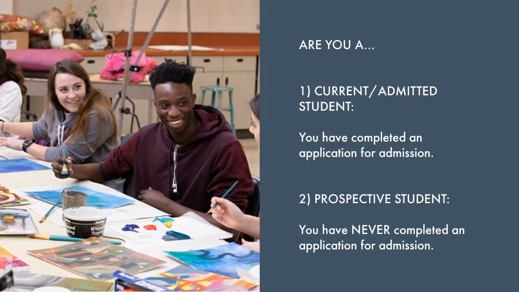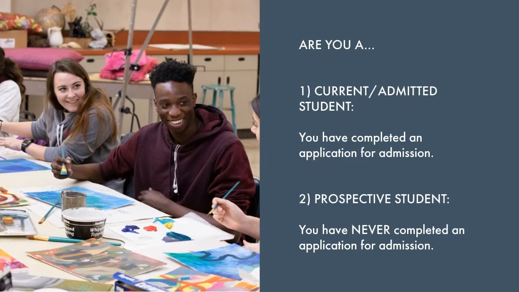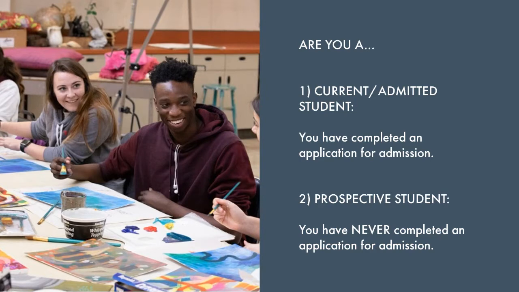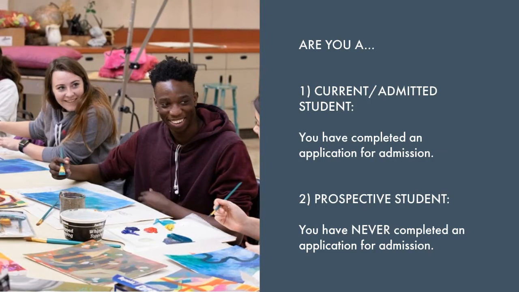Current or admitted students are exactly as they sound. They're defined as those who have completed an application for admission. It means they're currently attending Southwestern. A prospective student simply means you've never completed an application for admission. You'll fall into this camp if you are attending but only taking dual credit or expanded option classes, or if you've only ever taken community education.